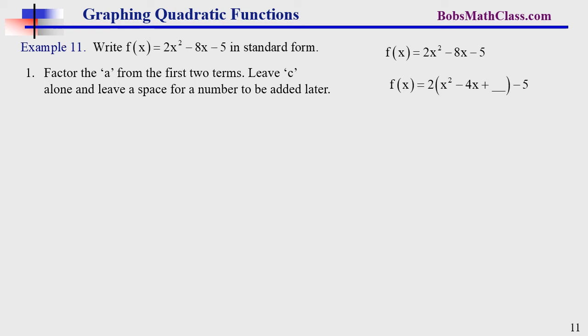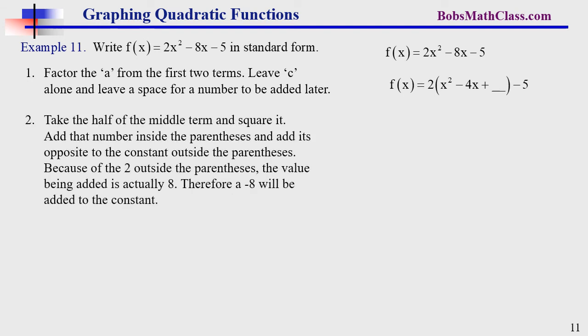Even if that negative 5 was a number that 2 divides evenly into, let's say it was a 6, you still don't want to factor the 2 out from that number because we want to make a perfect square trinomial. So we want our own number inside the parentheses. Okay, take half of the middle term and square it.